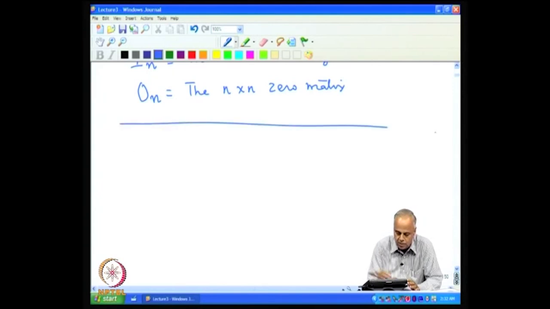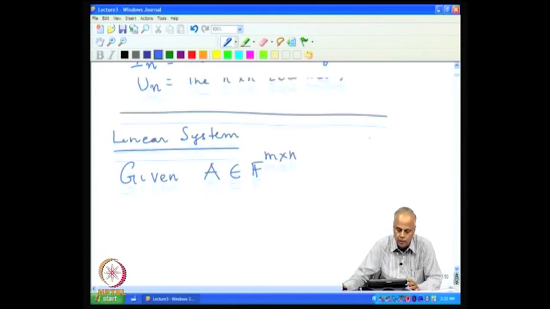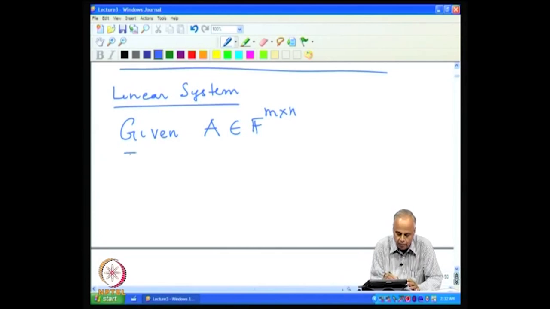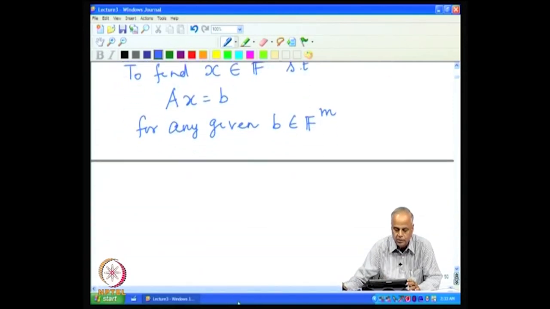With this, the linear system problem can be written as follows. We are given an m by n matrix A, so A is in F^(m cross n), and then we want to find an x which is in F^n such that Ax equal to b for any given b in F^m. So, A is the given matrix, and for various b in F^m we would like to find x such that Ax is equal to b. This is the fundamental problem of linear systems of equations.